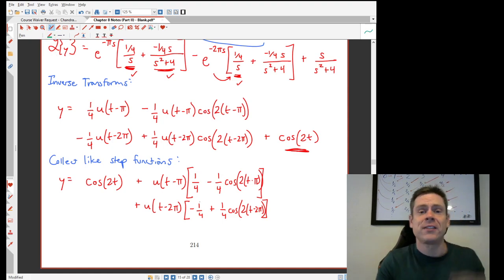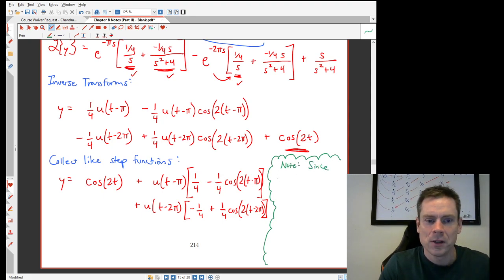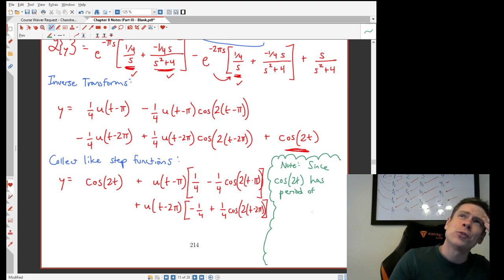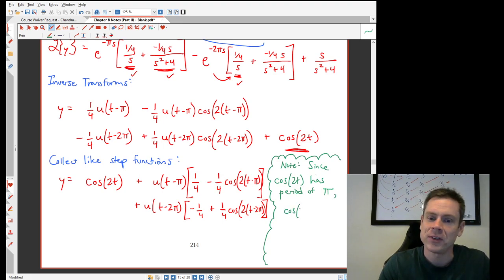All right, so the last observation I wanted to make is this one right here. If you wrote your solution like this, I'd be super pleased, you'd get full marks. Don't worry about it. But on the side, I'm going to note here that since the cosine function, cos of 2t, has a period of, and if you remember, the period of a cosine or sine function is 2 pi over the number in front of the t, so that's going to be pi. Since cos of 2t has a period of pi, it happens that, for this example, cos of 2t is equal to the cos of 2t minus pi, which is equal to the cos of 2t minus 2 pi.